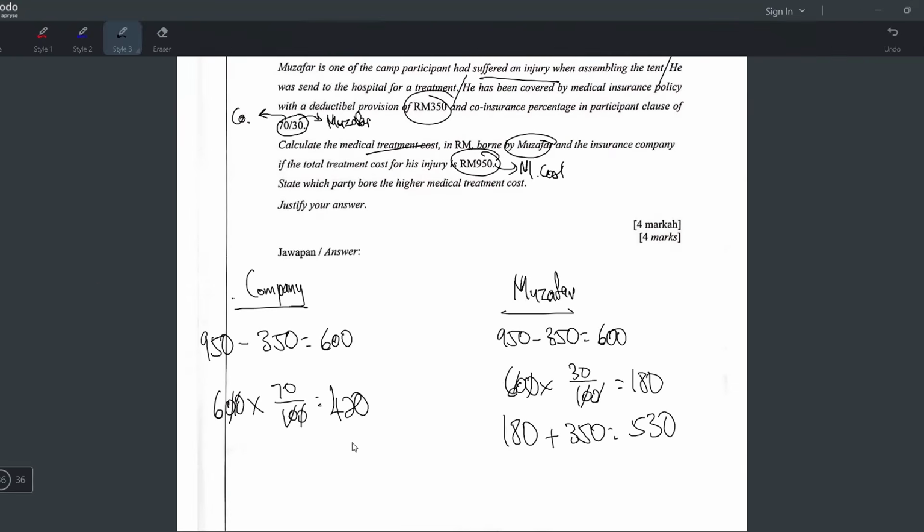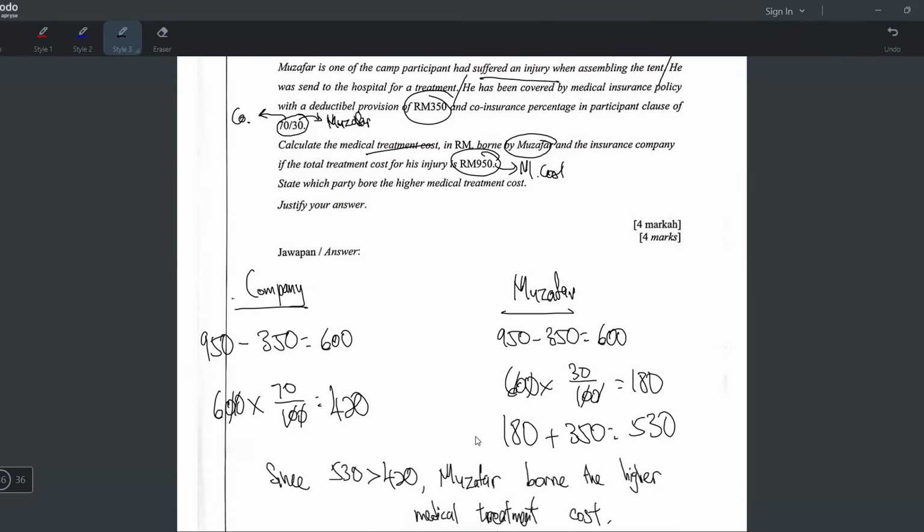Okay, so I'll just write here the reason. Okay, they ask for reason. So the reason I'll write since 420, I mean 530, 530 yang Muzaffar punya more than 420. So comma, which party? Muzaffar borne the higher medical treatment costs. Okay, for those yang nak tulis dalam bahasa Melayu, feel free.